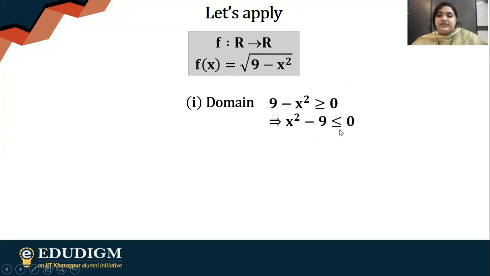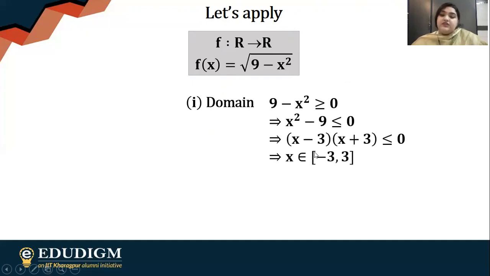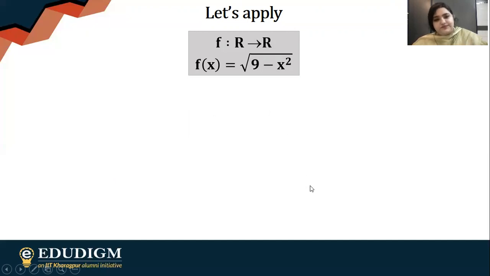So 9 minus x squared is non-negative. This means x squared minus 9 is less than or equal to 0. We can factorize it, and from this inequality, we can say that x belongs to [-3, 3]. They are included because we have equality here. So this is the domain. In the previous video, I talked to you about intervals, and you can see how beautifully we can use intervals to write down this domain and range.